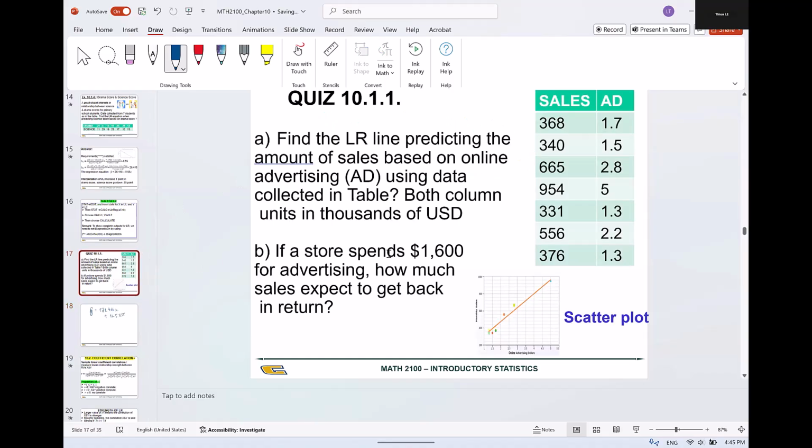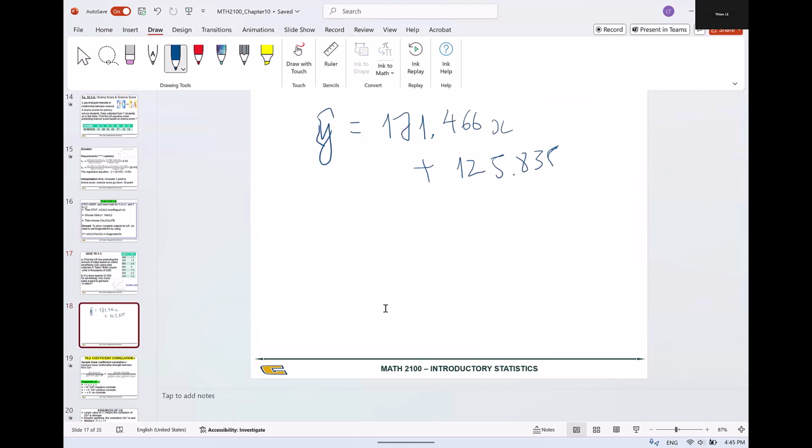So here, if a store spends $1,600 on advertising, how much sales do they expect to get back in return? Basically, our task is to do some kind of prediction, right? A very basic prediction task. So if a store spends $1,600, how much do they get back? With this equation, it can help us do this kind of prediction task.